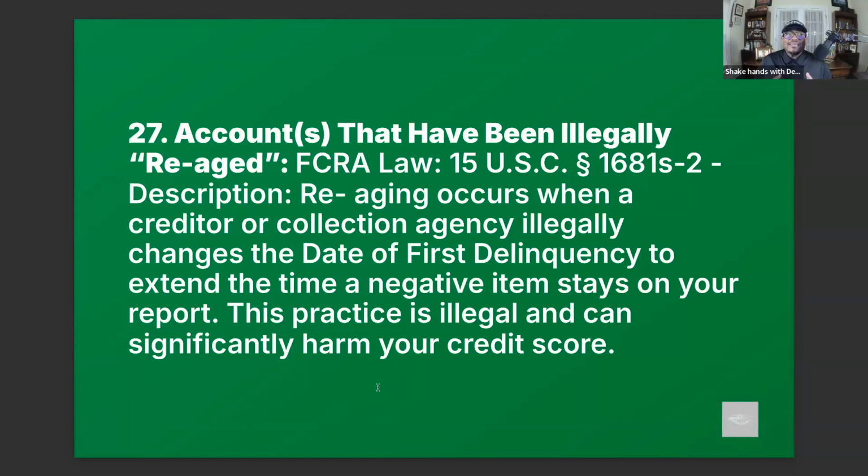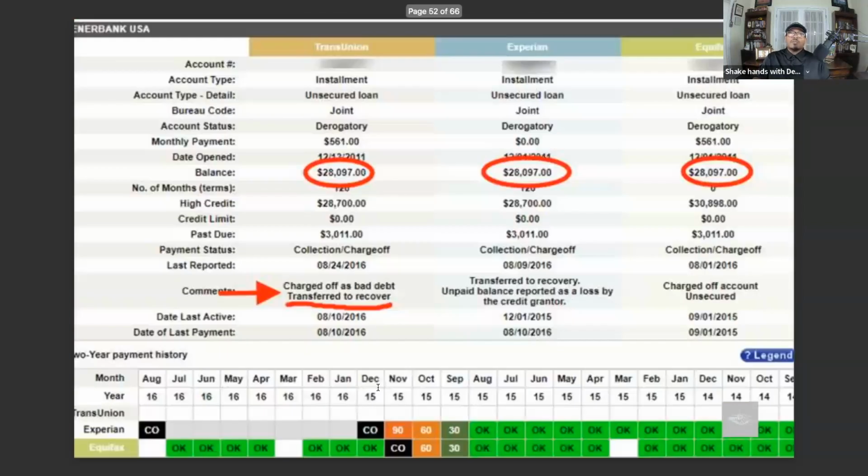They get paid to keep this stuff. They make billions of dollars off of reporting this history. So of course they will change your first date of delinquency, okay? So let's just go over a couple of credit reports, okay?